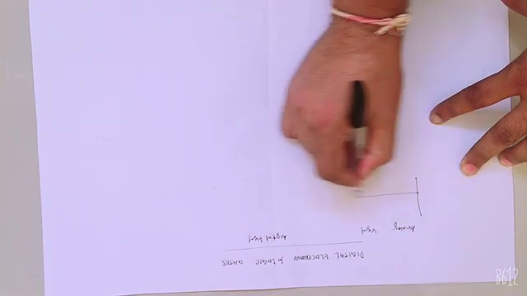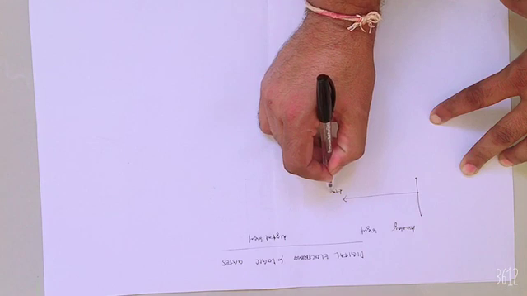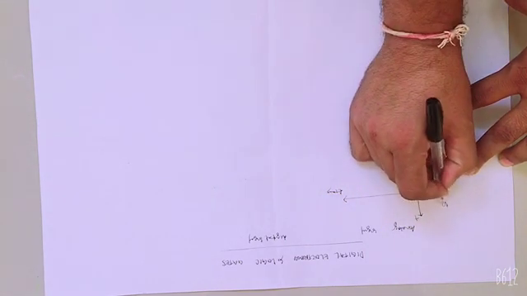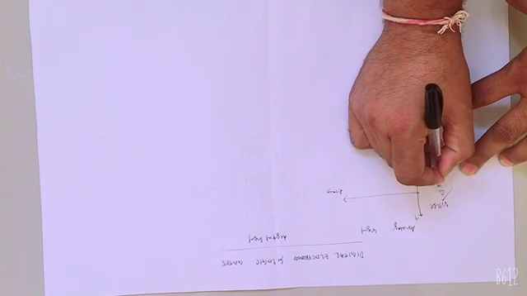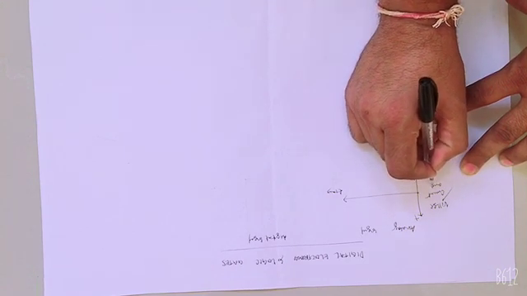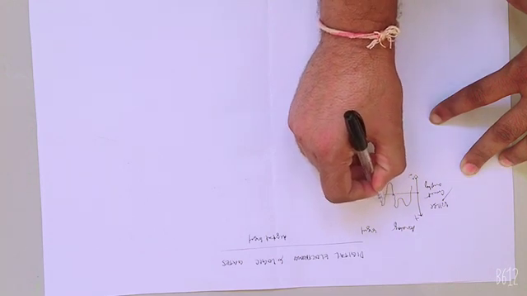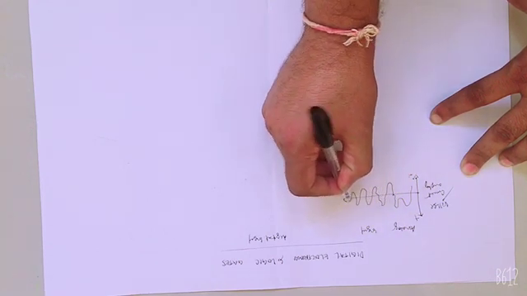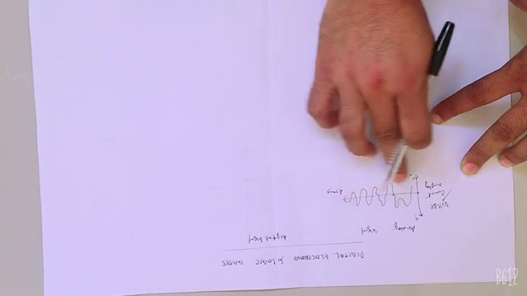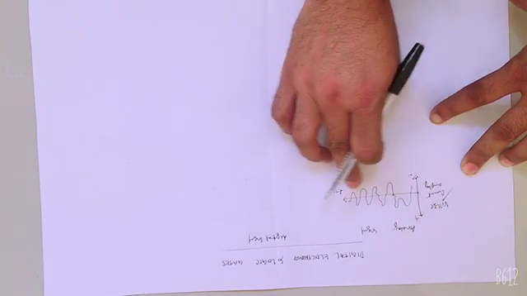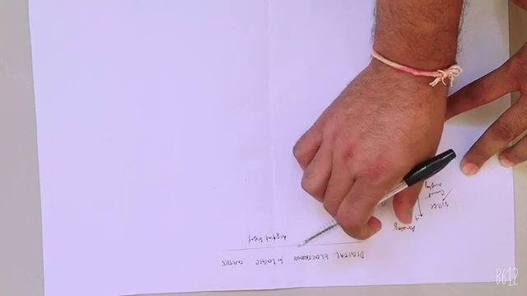Suppose we have time on the x-axis and voltage or current amplitude on the y-axis. The waveform is like this. Because the voltage or current amplitude varies continuously with respect to time, those types of signals are called analog signals.